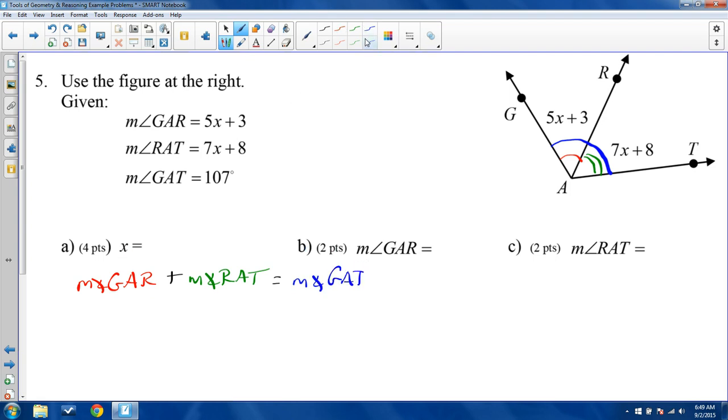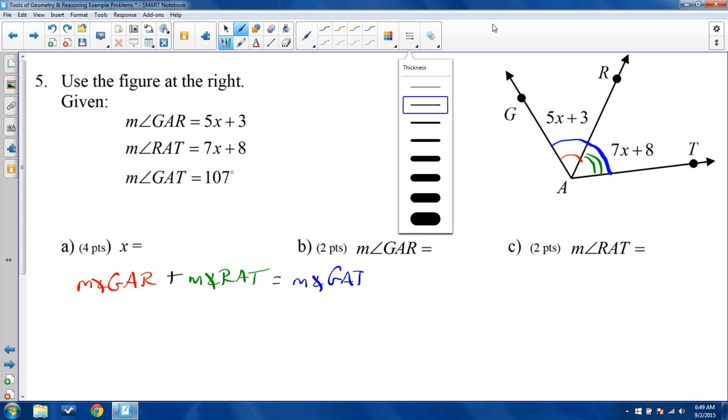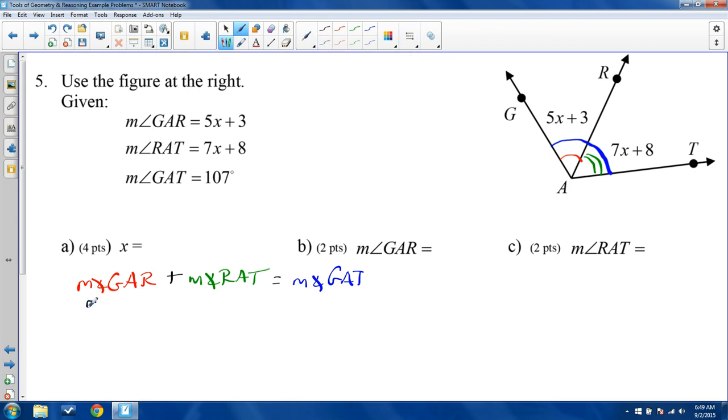So you have all three. Now by substitution, we get 5x plus 3 for GAR plus 7x plus 8. I should probably enforce a habit with you by grouping these, just in case there's something with subtraction. I think it would be very important that you make that happen. Equals 107. Combine like terms, 5x plus 7x is 12x.